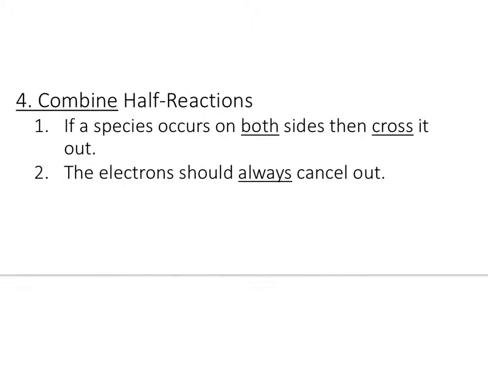All right, now we combine them. So add all your reactants together, your products together. If the species occurs on both sides, then we just cancel it out. You know how to do that. And your electrons should always completely cancel out. If they don't, then you didn't do the previous step. You didn't make sure they're transferring the same number of electrons. But anyways, combine your reactions.